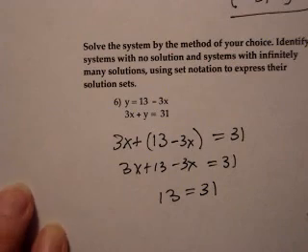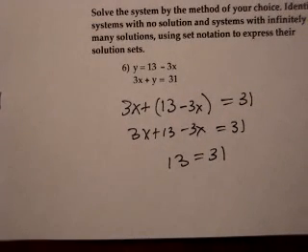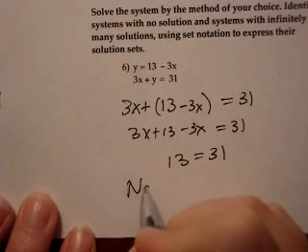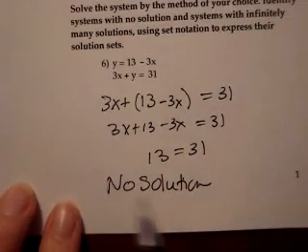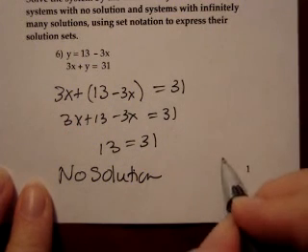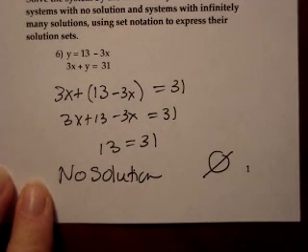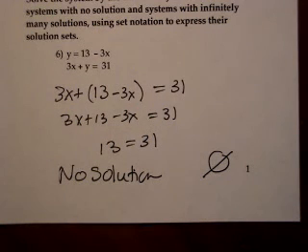That is false. And remember, anytime your variables disappear and you get a false statement, that means there is no solution. That's the way you say it in words. You can also say it using set notation, where you would put the empty set symbol. That literally means the solution set is empty. There is no answer to put into the solution set. Okay? So now let's try number 7.